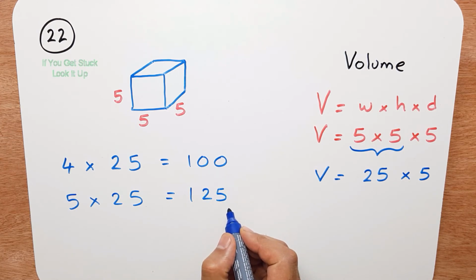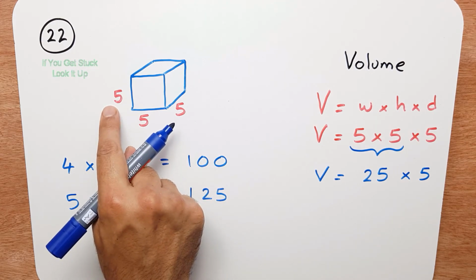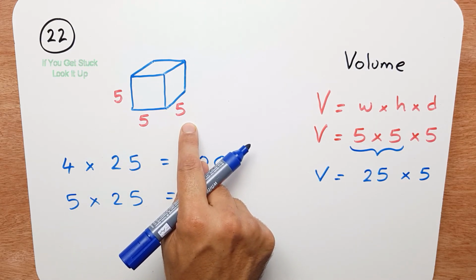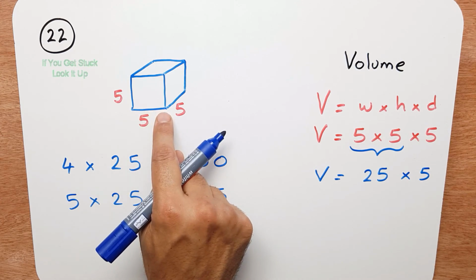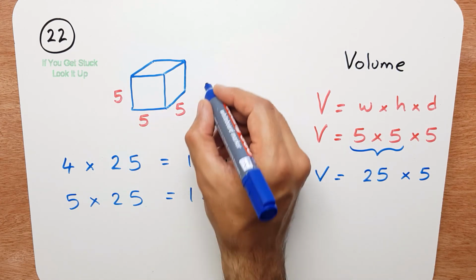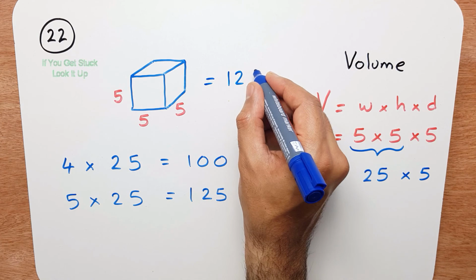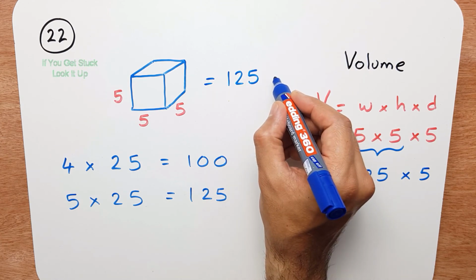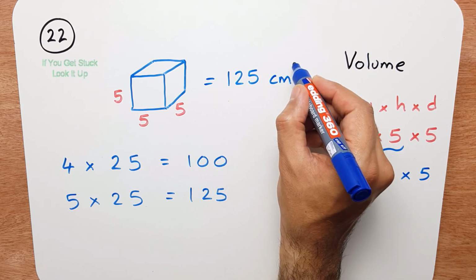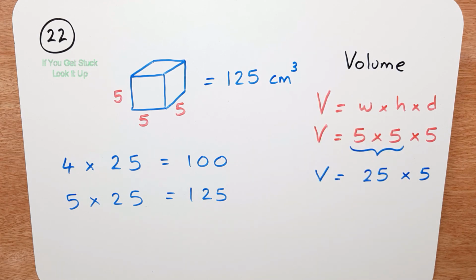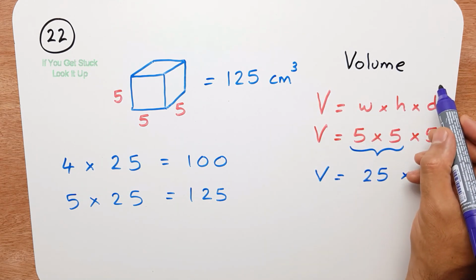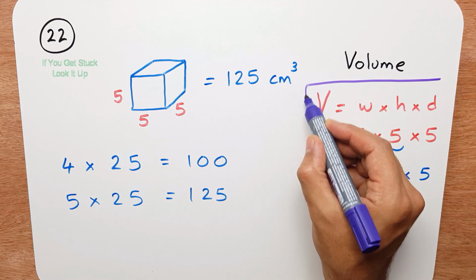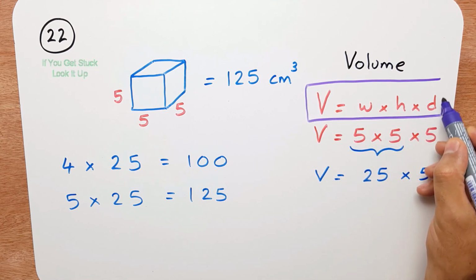So 5 lots of 25 will simply be 125. So the volume of this cube of length 5 is 125 centimeter cubed. Try to learn this formula if you can.